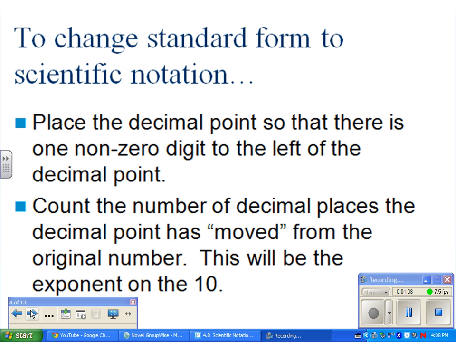To change from standard form to scientific notation, we place the decimal point so that there is one non-zero digit to the left of the decimal point. Notice that that is one non-zero digit to the left of the decimal point. We then count the number of decimal places the decimal point has moved from the original number. This will be the exponent on the 10.